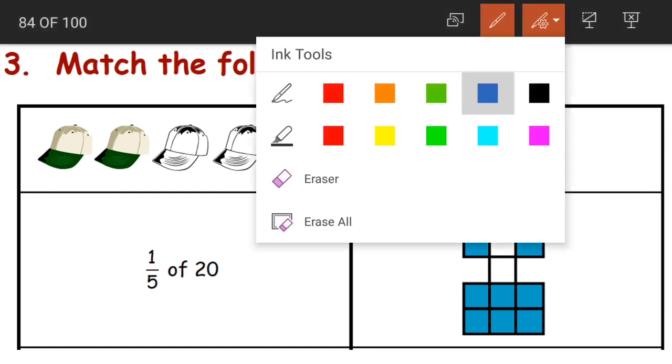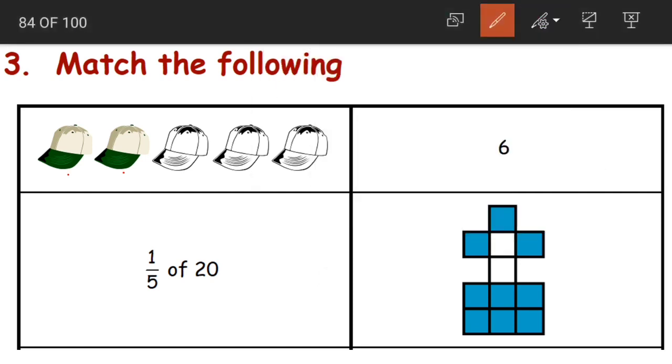Now, if you look at the first one, we are having 1, 2, 3, 4, 5 caps. So, the denominator will be 5, out of which 2 are colored. So, 2 by 5 is our fraction. Now, next, 1 by 5 of 20. So, how to find out this 1 by 5 of 20, children? We need to divide 20 by 5.